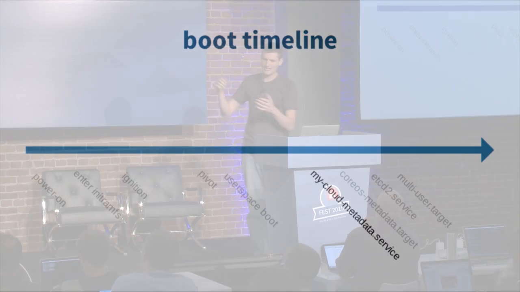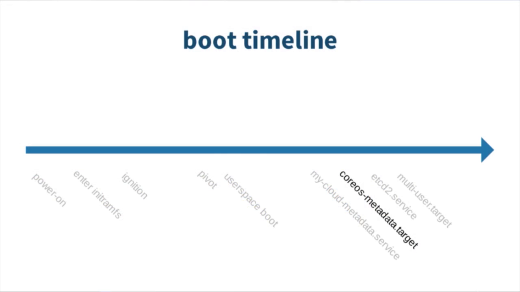Right? This is one of these agents that's going to go out to wherever and pull down some metadata, public addresses, private addresses. It's then going to write those into a known temporary location on disk. And once it completes that, we will have fulfilled the CoreOS metadata target. Of course, once we fulfill this, etcd2 is free to start.